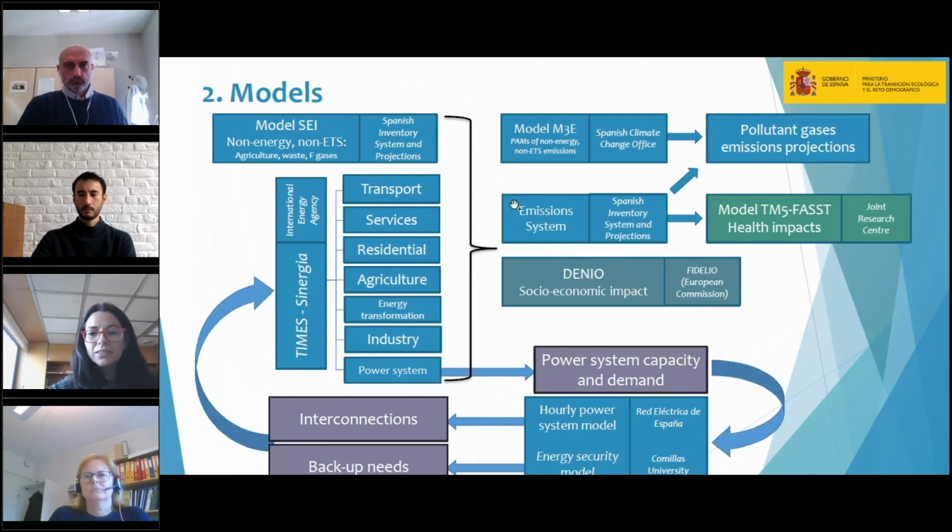And after that, we use both the results of the energy sector and the results of the gases emissions to analyze both the economic impact with an input-output model developed by the European Commission that is based on Fidelio, and whose name is Denio, and was developed by a research center in Spain, the BC3, and also included the health impacts by using a model TM5-FASTD that employed which are the main pollutant concentration in a geographical dimension for Spain.